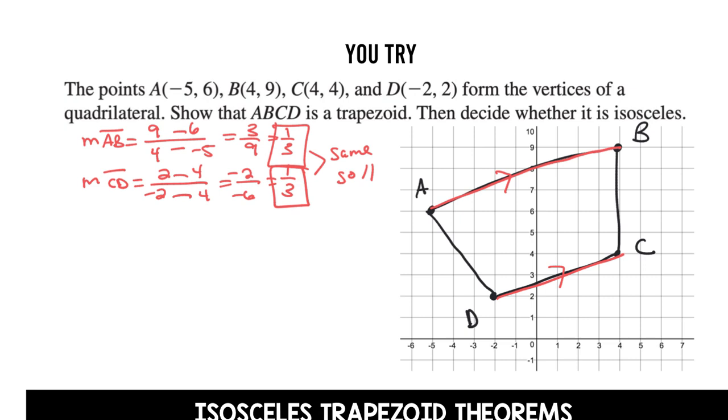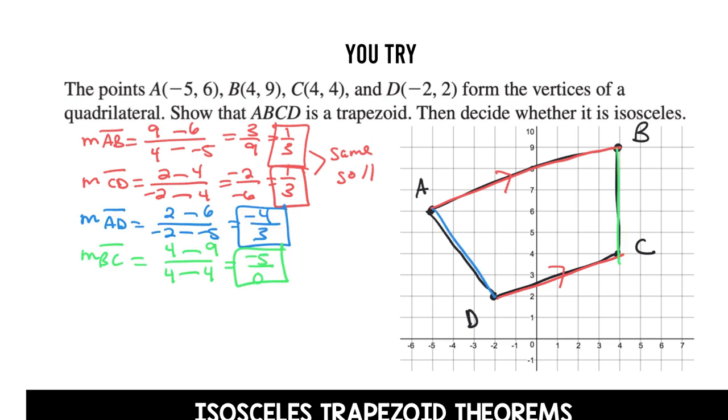Okay, so now we're going to show the slopes of AD and BC. All right, so doing the slopes of AD and BC, AD ends up being a slope of negative 4/3. BC is a slope of negative 5 over 0, which remember that's an undefined slope, which makes sense, right? If you look at this segment BC, it's a vertical line, and that would have a slope that's undefined, right? A horizontal slope has a slope of 0.